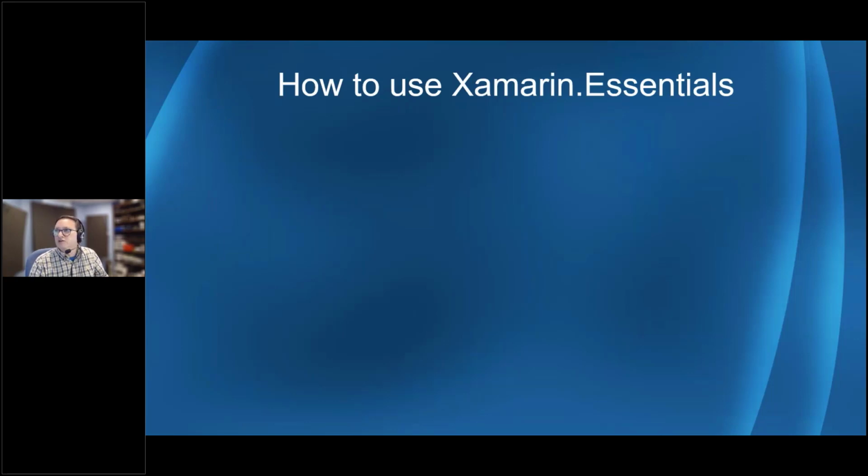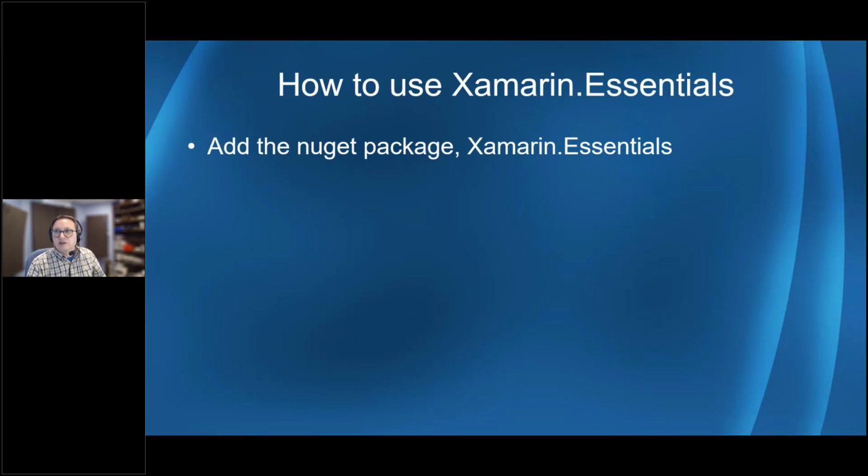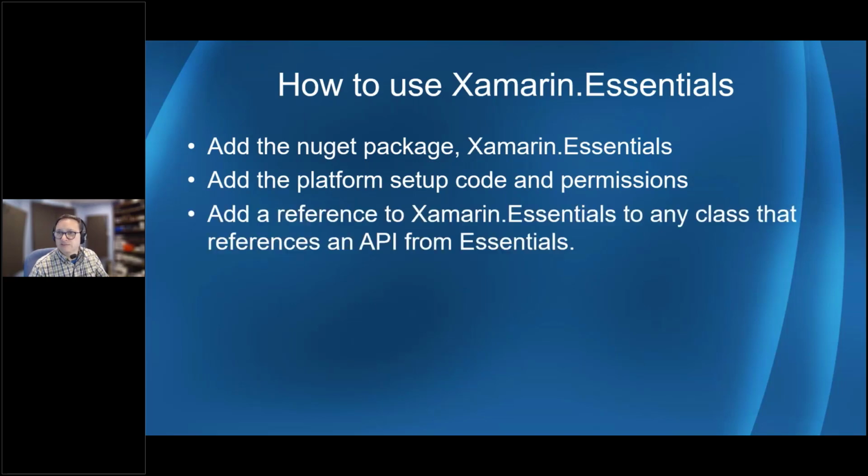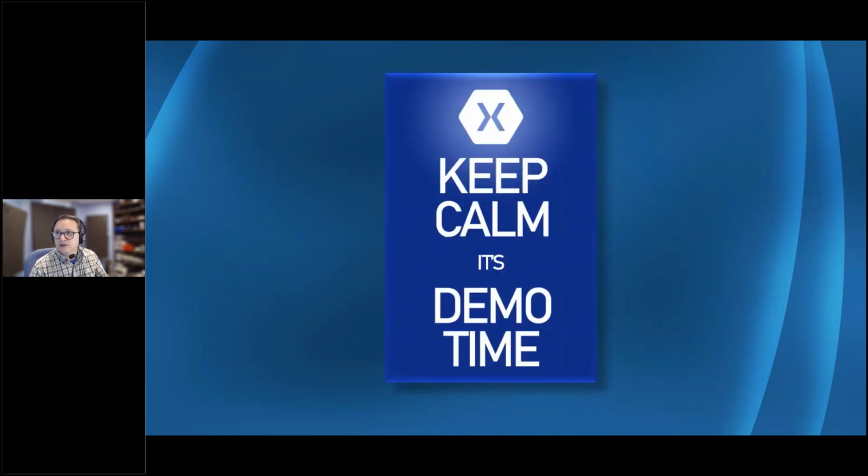So how do you use Xamarin Essentials? Well, if you create a new project, you get it by default. If you don't, you just add the NuGet package Xamarin.Essentials. And then you add the platform setup code and permissions, which is usually just a handful of lines that go into MainActivity.cs or AppDelegate.cs. And then you add a reference to Xamarin Essentials to any class that references an API from Essentials. And then you call the API. So let's do a quick demo and we'll just dive right into it.